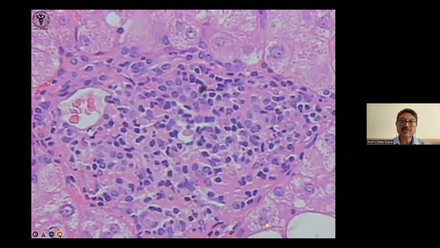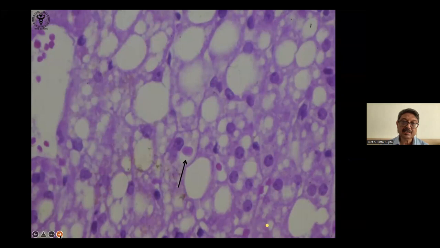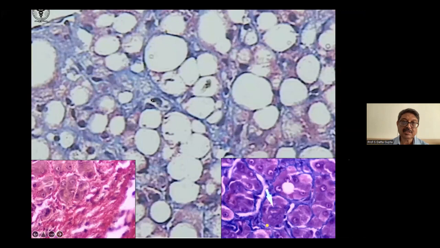These are glycogenated nuclei, nuclei which look absolutely blank. You can get it in Wilson's disease, in diabetics, and in NASH, right? These are mega mitochondria. They're not alpha 1 antitrypsin bodies, just large mitochondria. And the fibrosis is pericellular, or chicken wire, around individual cells, which you get in NASH. This is another example. And then, of course, you can get cirrhosis.